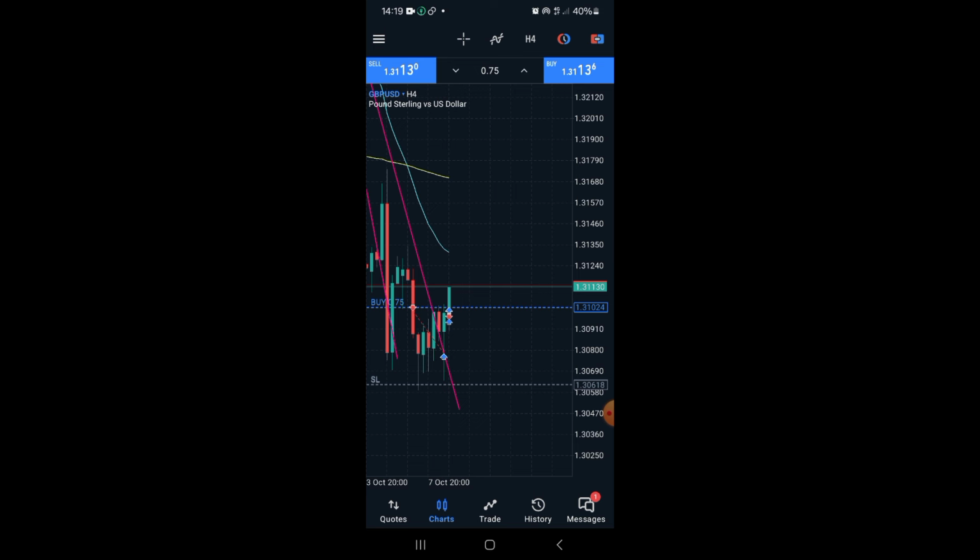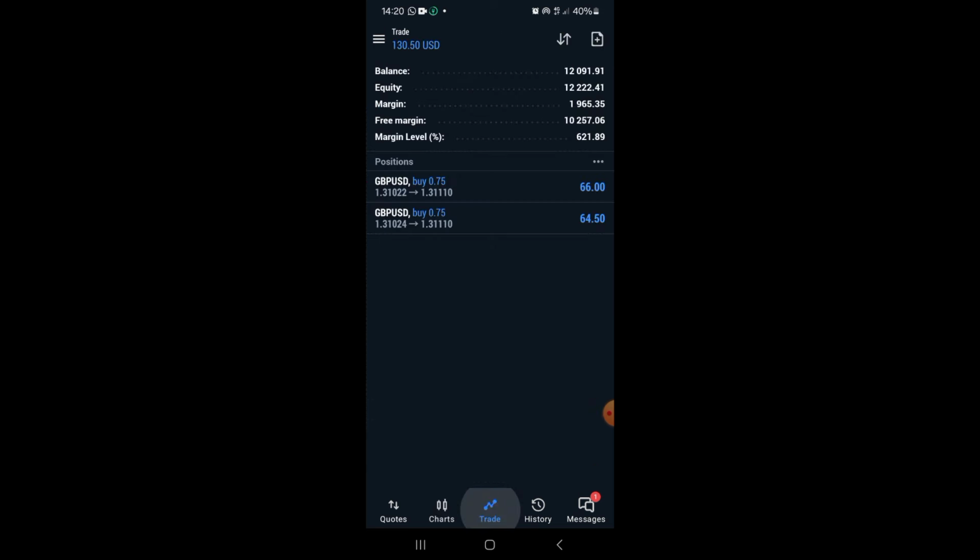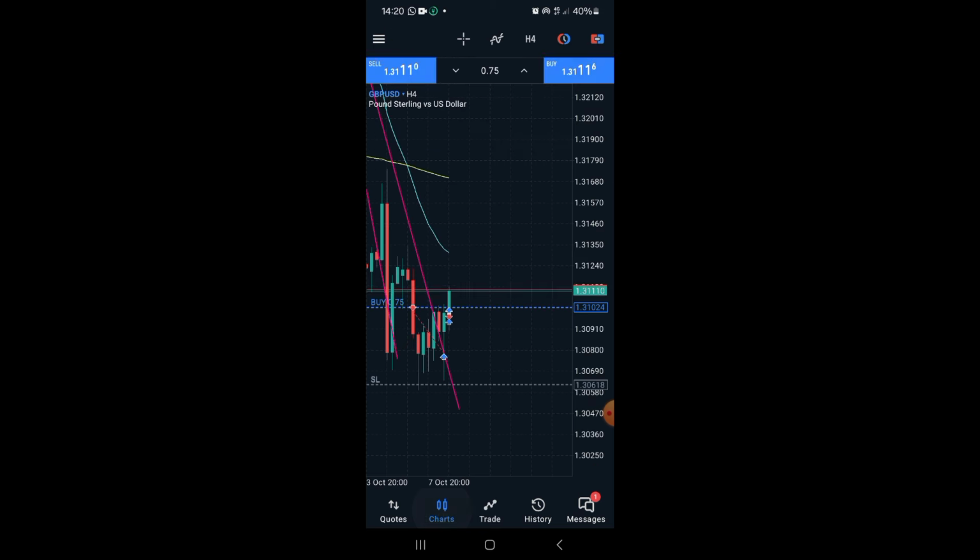So far so good. Could have been better if we had entered this trade at the bottom here next to the stop loss. Could have been a lot better. But yeah, so far so good. We'll come back later and check out everything.